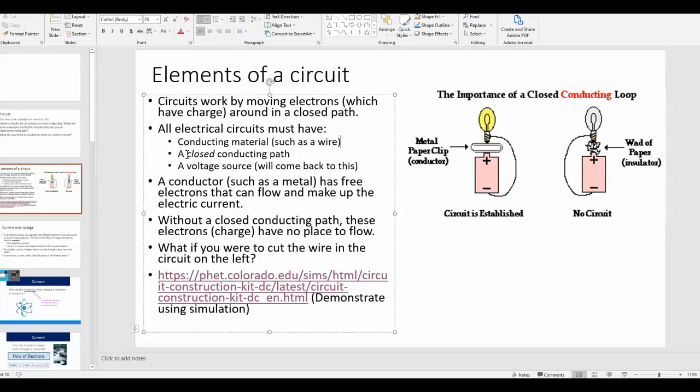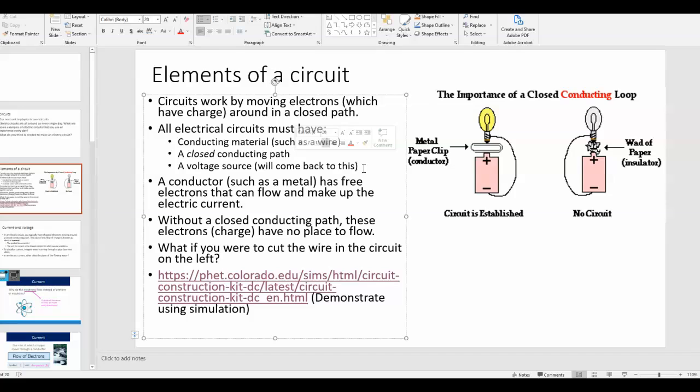You have to have a closed conducting path. And when I say closed conducting path, basically I mean a path where you can go all the way around without any openings in the path. Okay, so for example, here you can see there's a closed conducting path in the circuit on the left. If I were to take away the paper clip, then there would be a gap in between the battery and the light bulb, and I wouldn't have a closed path anymore. Or if I were to take some scissors and cut the wire right here, then I would not have a closed conducting path, because then there would be a gap where I cut the wire. So you have to have a closed conducting path.